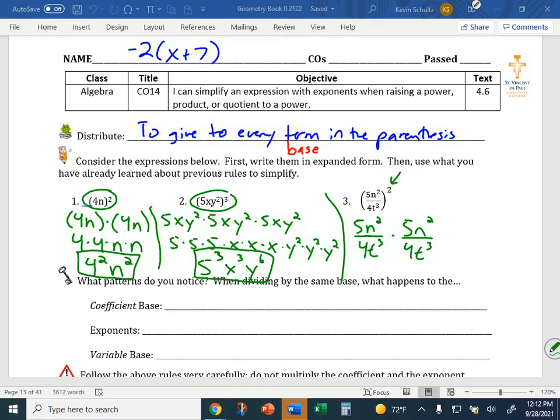So what does this equal? 5n squared times 5n squared. I'm going to group my 5s together to give me 5 squared. And n to the what? 4th. In my denominator, I've got 4 times 4, which I'm going to write as 4 squared. And then what's my exponent on my t? T to the 6th.